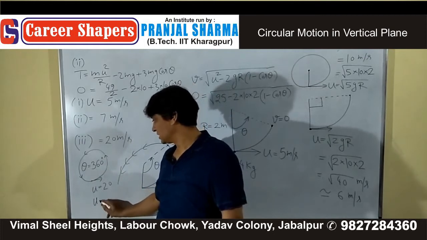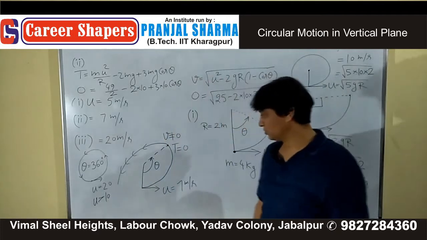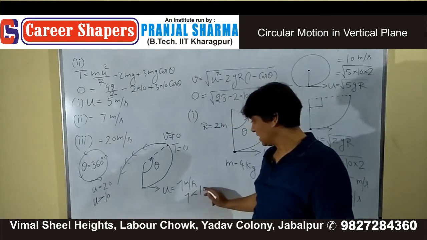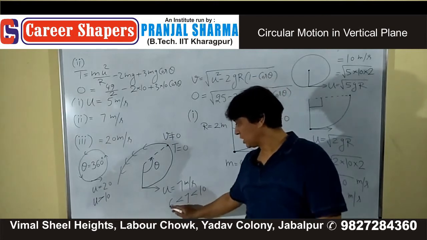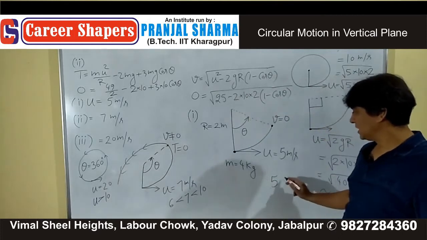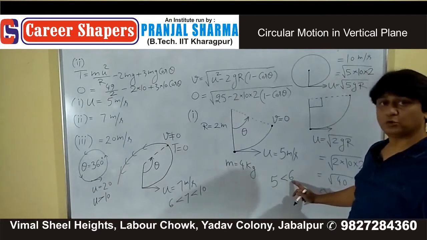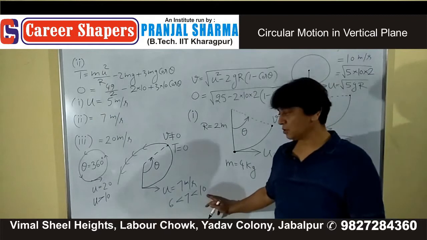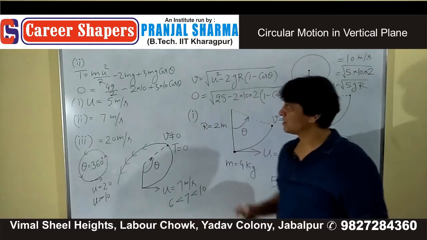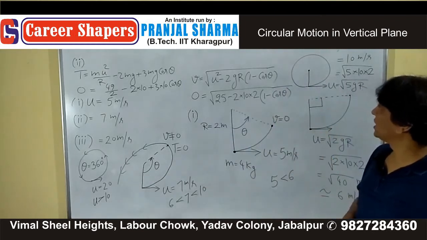Because this u is greater than 10. This u of 7 is less than 10 but greater than 6. This u of 5 is less than 6. What is 6? Root 2gr. What is 10? Root 5gr. That's how we handle questions like these. Hopefully you understood this part. Note down everything.